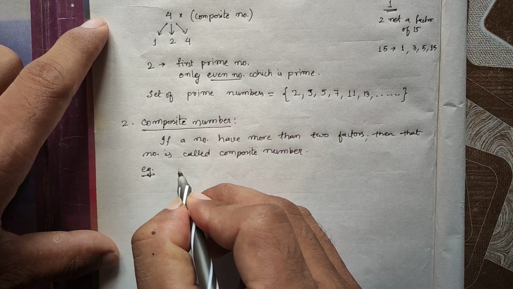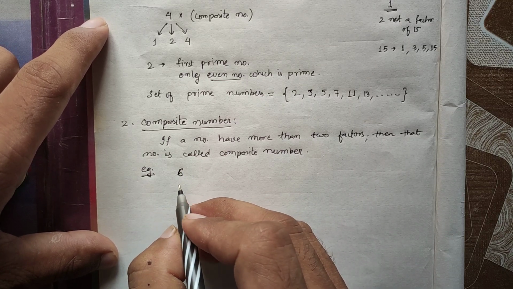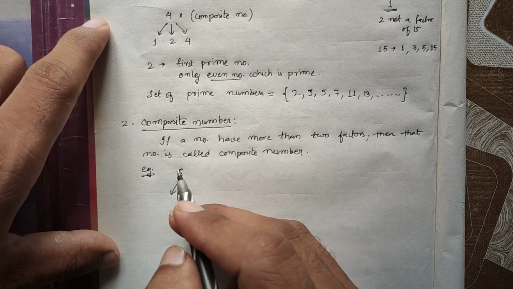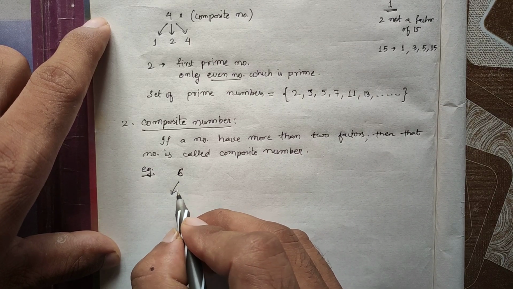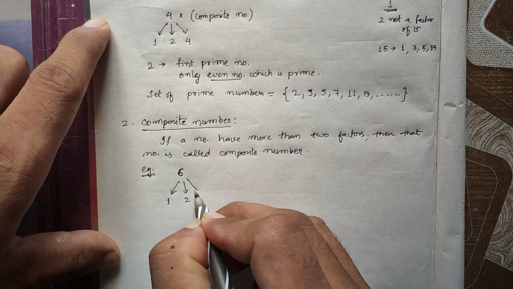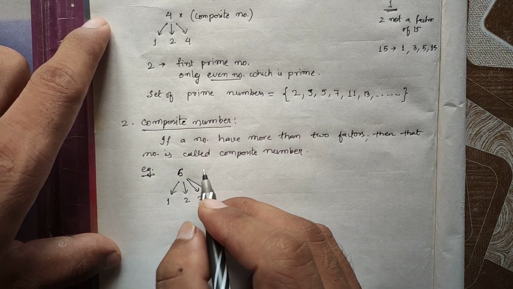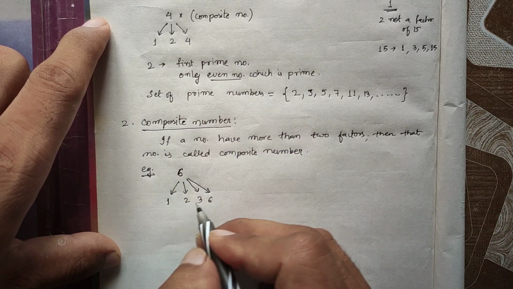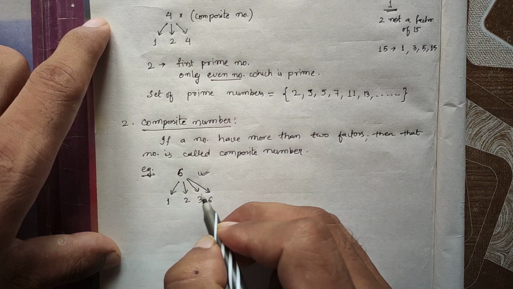We have already seen 4. Let's take 6. Is 6 a composite number or not? The factors of 6, meaning the numbers that exactly divide 6, are 1, 2, 3 and 6. So it has 4 factors. As per the definition, a composite number has more than 2 factors. So 6 is a composite number.